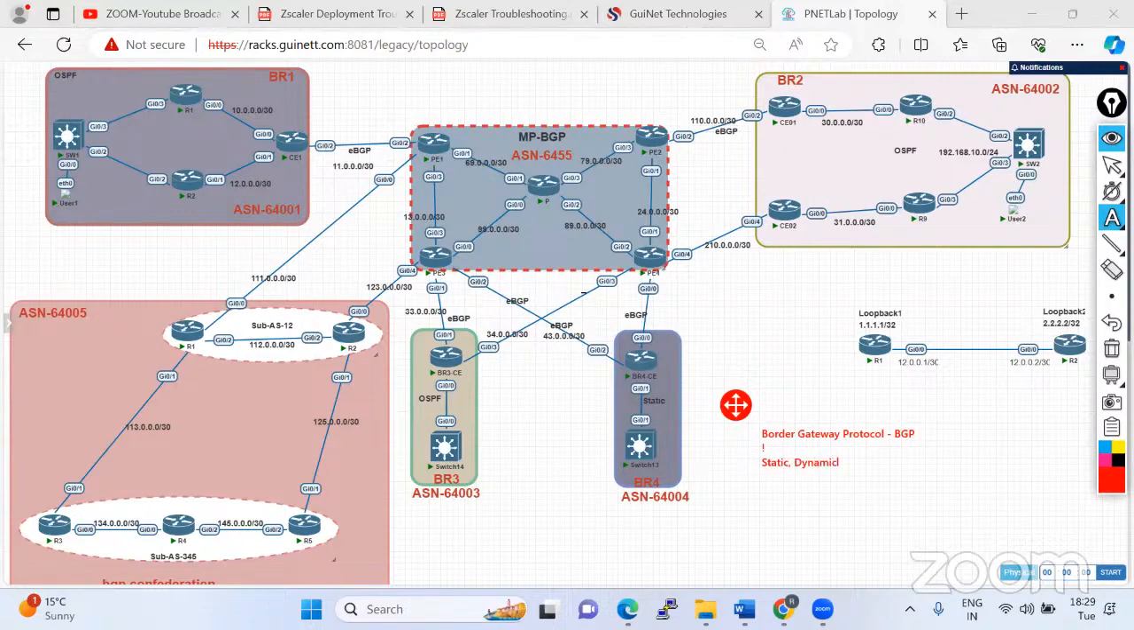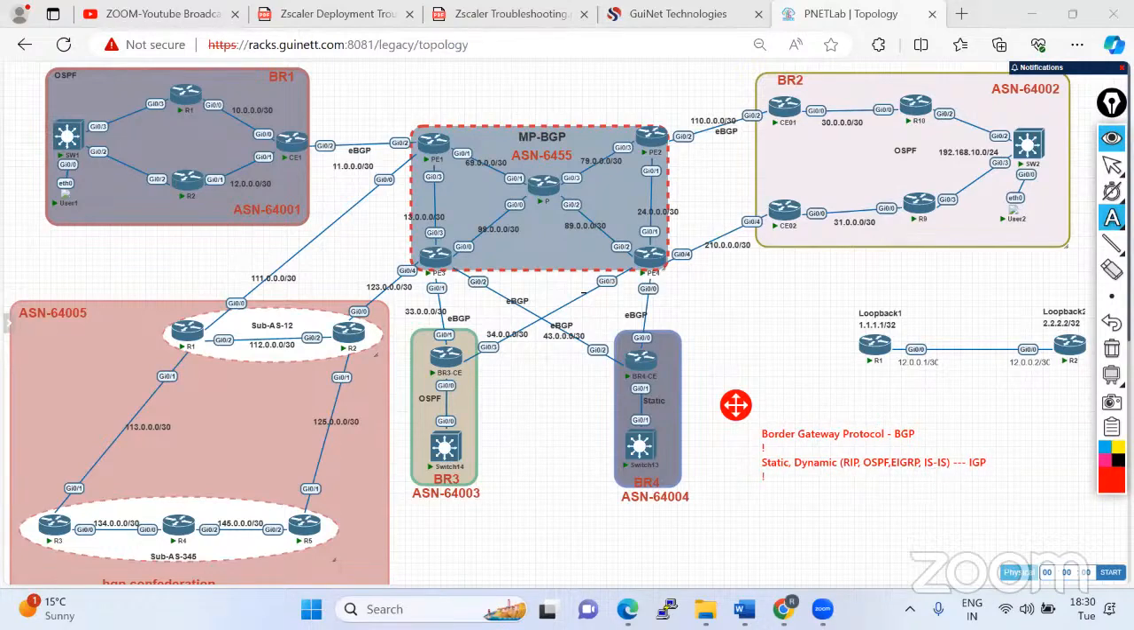So in dynamic routing, we have multiple flavors. We have RIP, OSPF, EIGRP, and IS-IS, right? These are the different dynamic routing protocols, and all of them come under one category known as IGP, Interior Gateway Protocol, right?